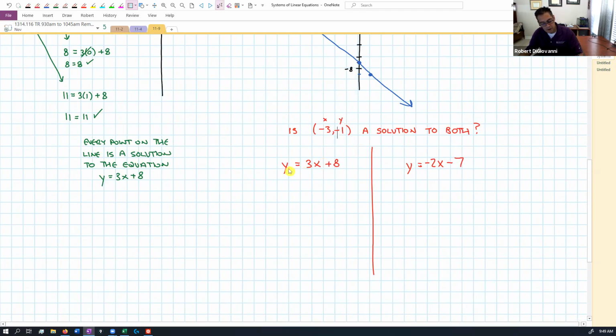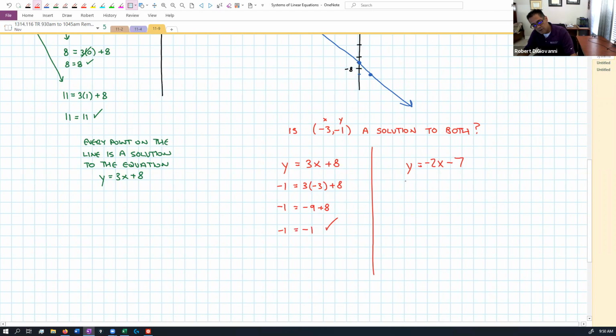Let me try it. I replace this y with -1 equals 3 times x, which is -3, plus 8. -1 equals 3 times -3, which is -9, plus 8. And yes, -9 plus 8 is -1. So it checks. So that -3, -1 is a solution to the first equation. Now we're halfway there. It has to be a solution to the other one also.